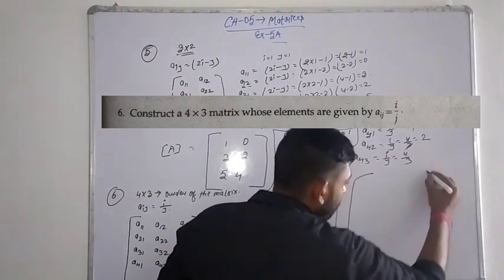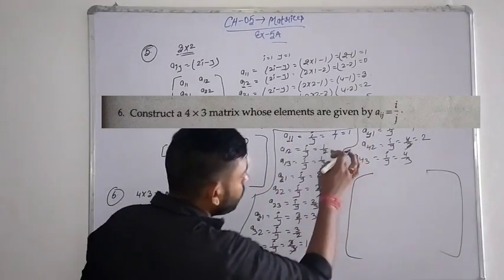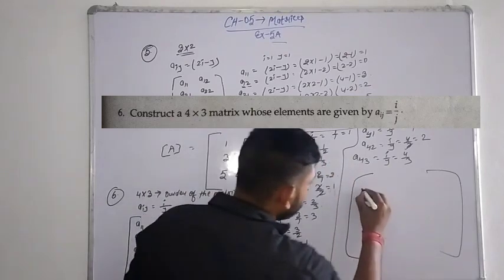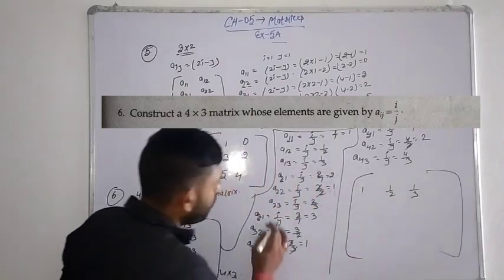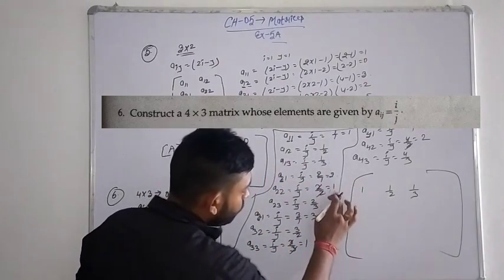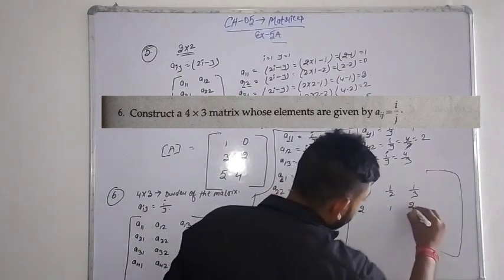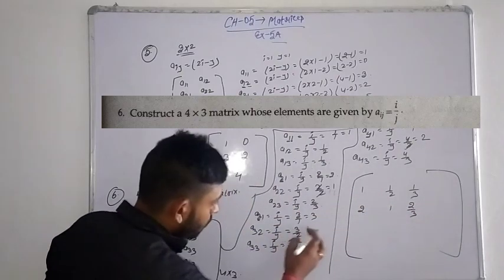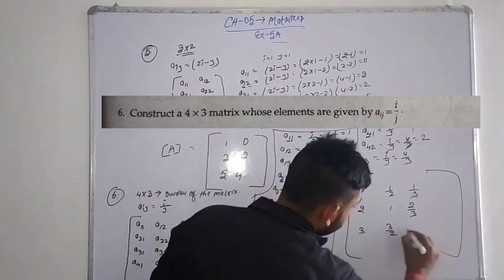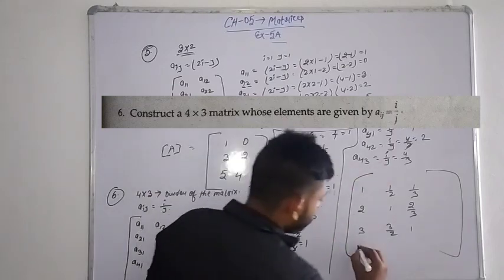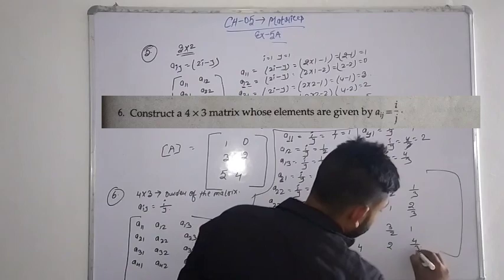Now here the first row is 1, 1 by 2 and 1 by 3. Now the second row is 2, 1 and 2 upon 3. Now the third row is 3 by 2 and 1, with the first entry 3. And now the fourth row is 4, 2 and 4 by 3.